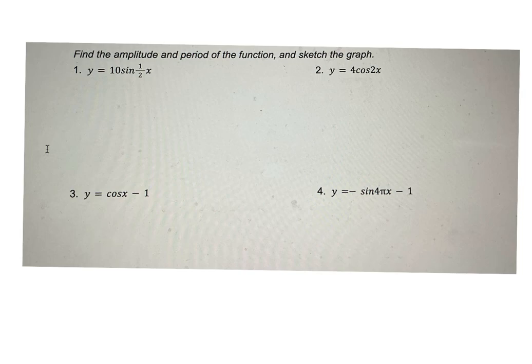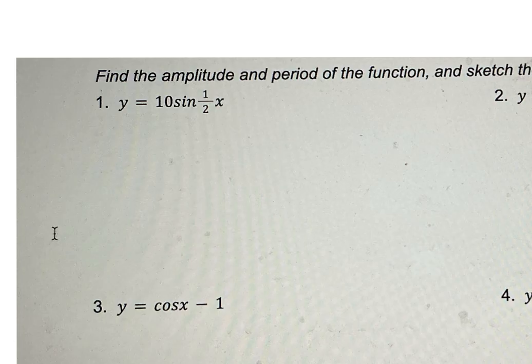All right, guys, yet another review. Moving on. It says find the amplitude and period of the function and sketch the graph. Amplitude, remember, is the number in the front. Amplitude is 10. Period is 2 pi divided by b. b this time is 1/2. If you divide that, you get 4 pi. Do a keep change flip right there.